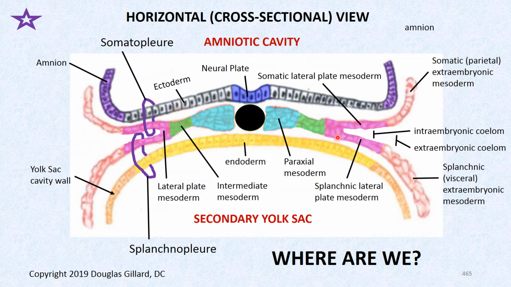Intermediate mesoderm, lateral plate mesoderm. Now this is important for this video. The lateral plate mesoderm split into two pieces: a somatic lateral plate mesoderm, which merges right into the somatic extraembryonic mesoderm, and then a splanchnic lateral plate mesoderm. Remember, it's kind of the same with the extraembryonic mesoderm. There's a cavity that grew in here, remember that?